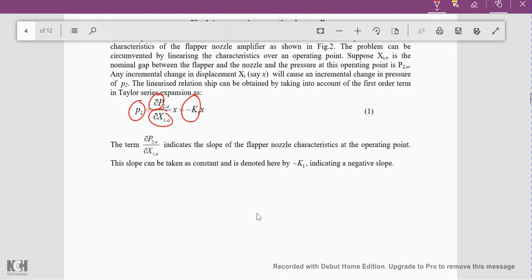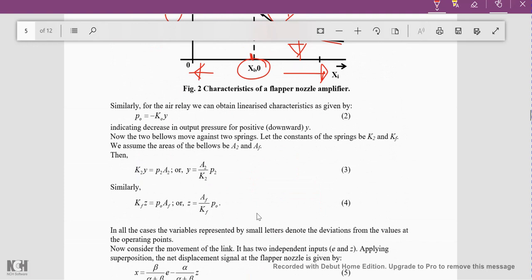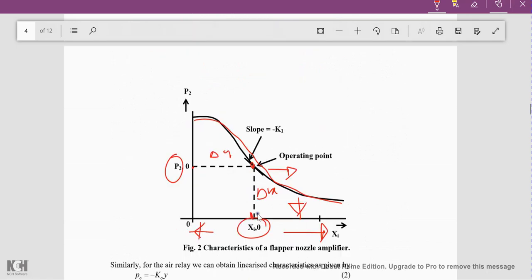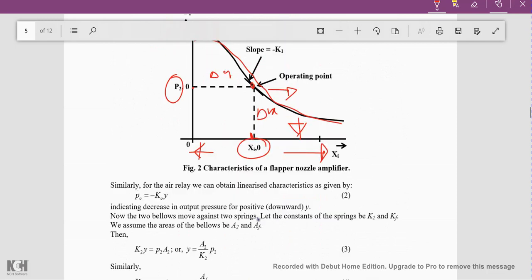Now let us move towards getting the other expressions. The expression for the output pressure, or any other pressure with the help of the bellow, can be obtained here. Similarly, with the help of this flapper nozzle amplifier, the air relay characteristics are also similar to that, so that can also be linearized. What we just did is linearize the normal non-linear nature of the flapper nozzle amplifier characteristics. Similarly here also we are going to linearize the air relay characteristics, which will also follow the same type of nature.